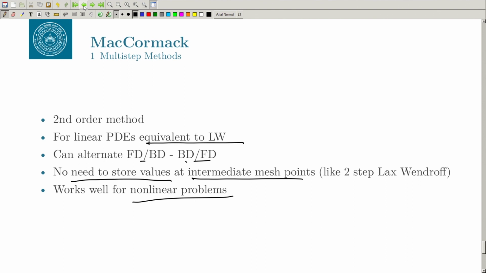So, with that we have basically discussed several schemes in the last few classes, and let us look at how these schemes behave practically on many different problems. I will be taking 3 examples.